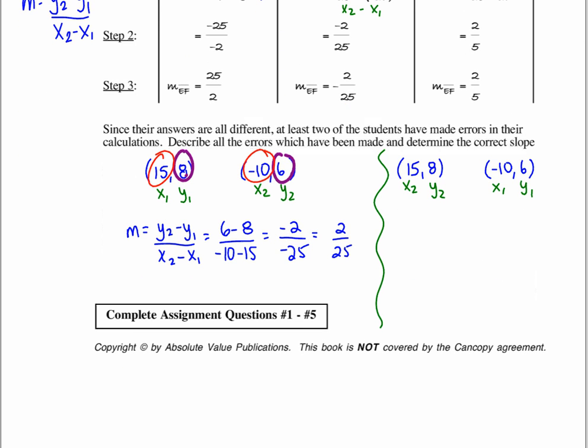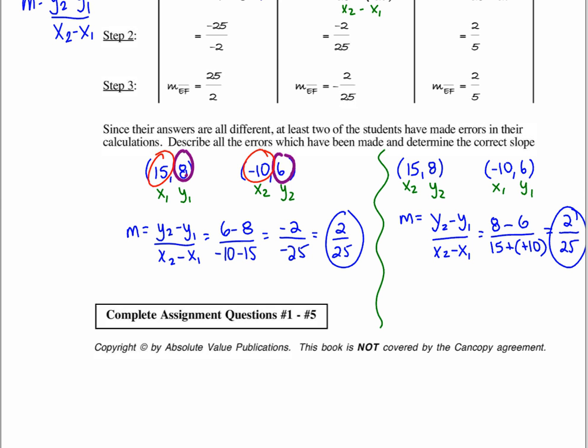So let's do it this way. What if I labeled them the other way? So I made this my first point. Again, using y2 minus y1 over x2 minus x1. So now y2 is 8 minus 6, over x2, 15 minus negative 10. So 8 minus 6 is 2. 15 minus negative 10, well, when you subtract a negative 10, what happens? It becomes a plus 25. So notice how we get the same slope.